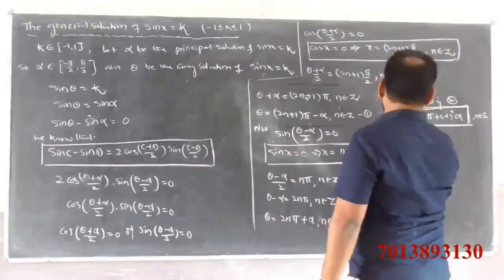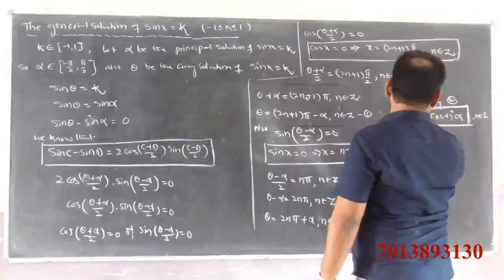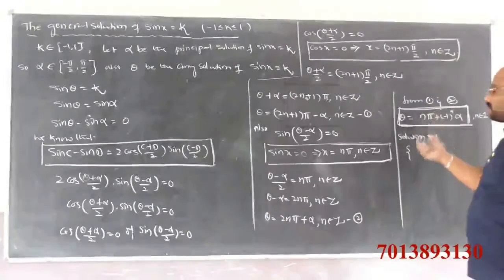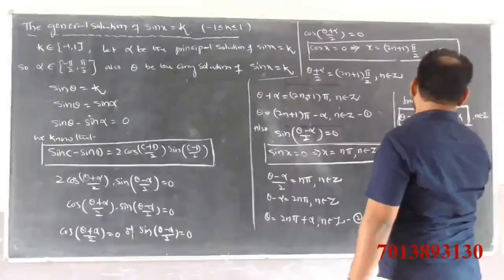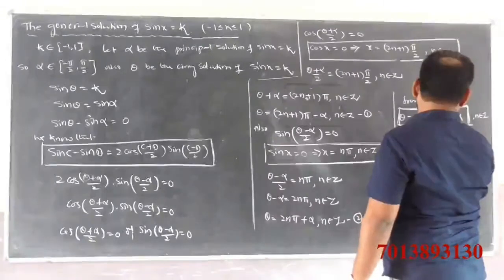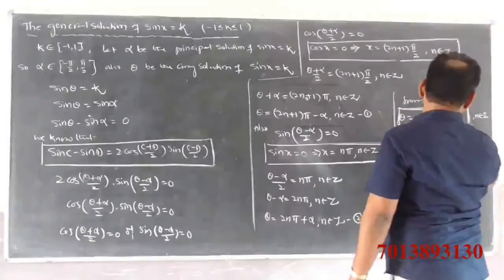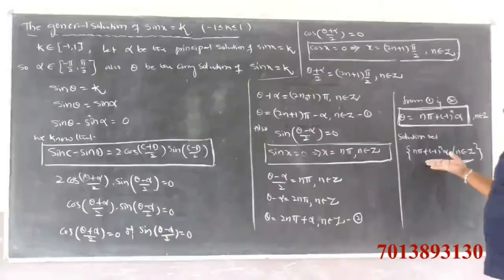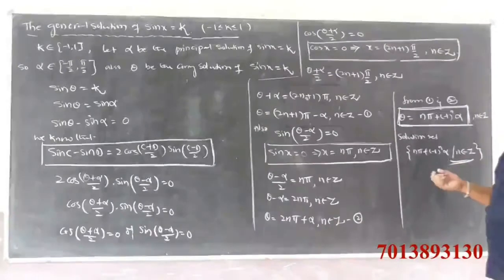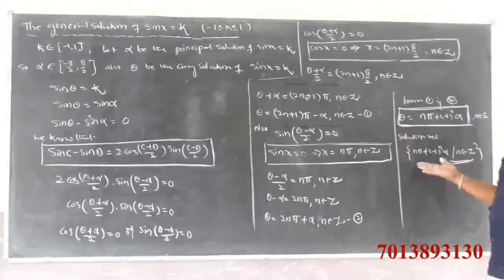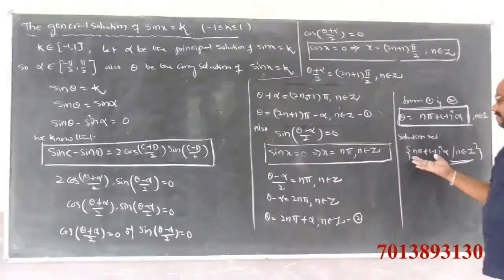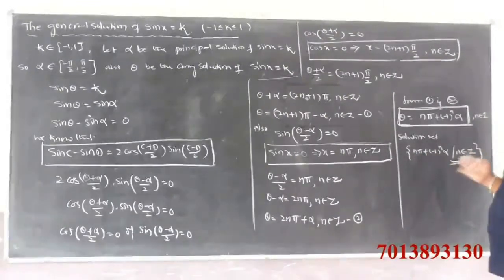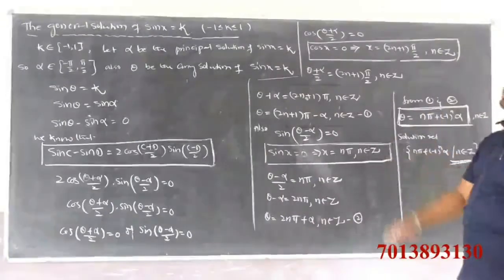What is the solution set? Solution set means you write all the solutions of the general solution in a set, that is n pi plus (minus 1) whole power n alpha, such that n belongs to Z. This is the solution set of the given trigonometric equation sin x is equal to k: the set of n pi, multiples of pi, plus (minus 1) whole power n into alpha, where n belongs to Z.